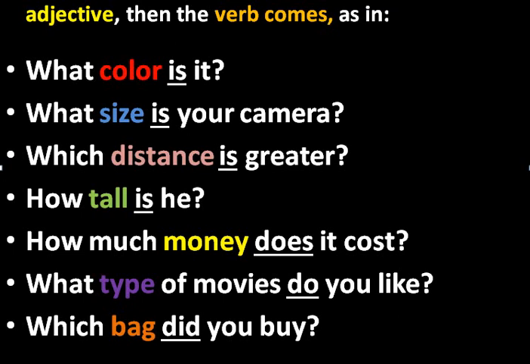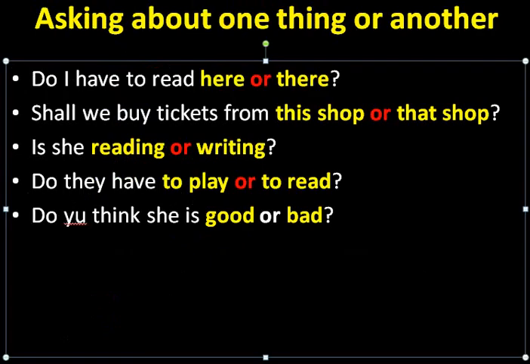We still have two other parts: how to read numbers in English, and how to make an alternative question to ask about one thing or another. The other topic that you need to learn is how to ask about one thing or another. Here we have two alternatives, two options in the same question. Look at the first one. Do I have to read here or there? I'm going to skim the examples and read them very quickly for you, and then I'll explain one by one.